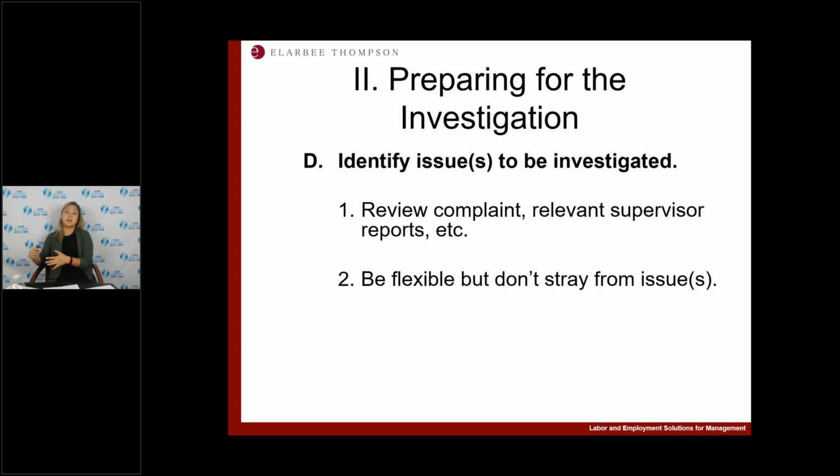But the key here is to not spread your net so wide that you are spread too thin. It's ineffective. So focus on the key facts, the key complaints. Certainly investigate the offshoots of those that are natural, but make sure that you remain focused on what the complainant is actually complaining about.